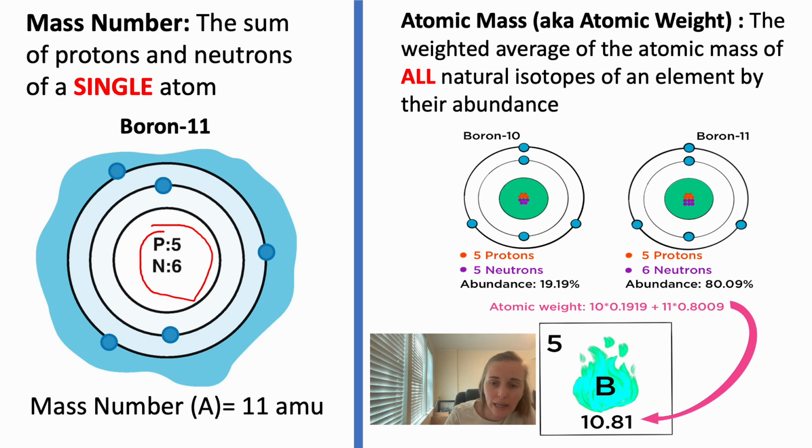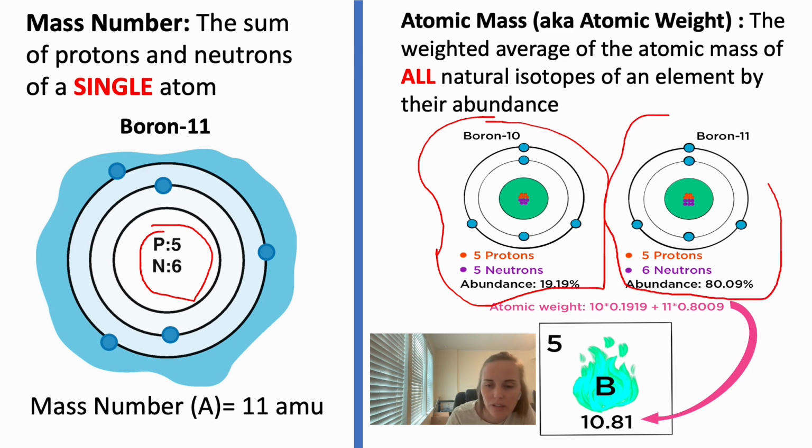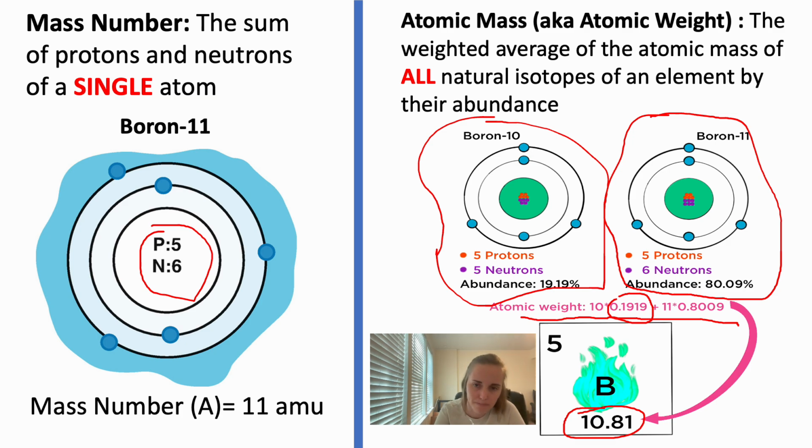The atomic mass, aka the atomic weight, accounts for all the types of boron out there. You have boron 10, which occurs 19.19% of the time in nature, and boron 11, which occurs 80.09% in nature. So boron 11 is way more abundant, but you still have to account for boron 10. For the atomic weight, they take each specific mass number and multiply it by the decimal of its abundance. They turn the percentage into a decimal, multiply, and then find your average atomic weight. That's where that number comes from.